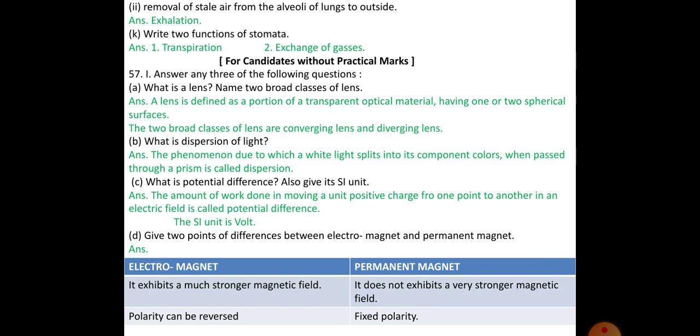Now these questions are for the practical candidates with the practical marks. Answer any 3 of the following questions.